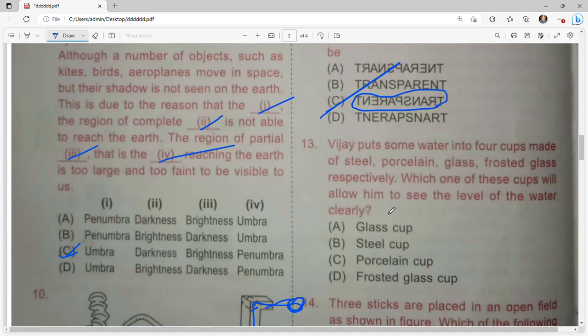Next is your question number 13, which is Vijay puts some water in 4 cups made of steel, porcelain, glass, frosted glass respectively. Which one of these cups will allow him to see the level of water clearly? Glass cup, steel cup, porcelain cup, frosted glass cup. So the correct answer for your question number 13 is option number A, because this is a transparent material, whereas steel cup and porcelain cups are opaque and the frosted glass cup is a translucent material.